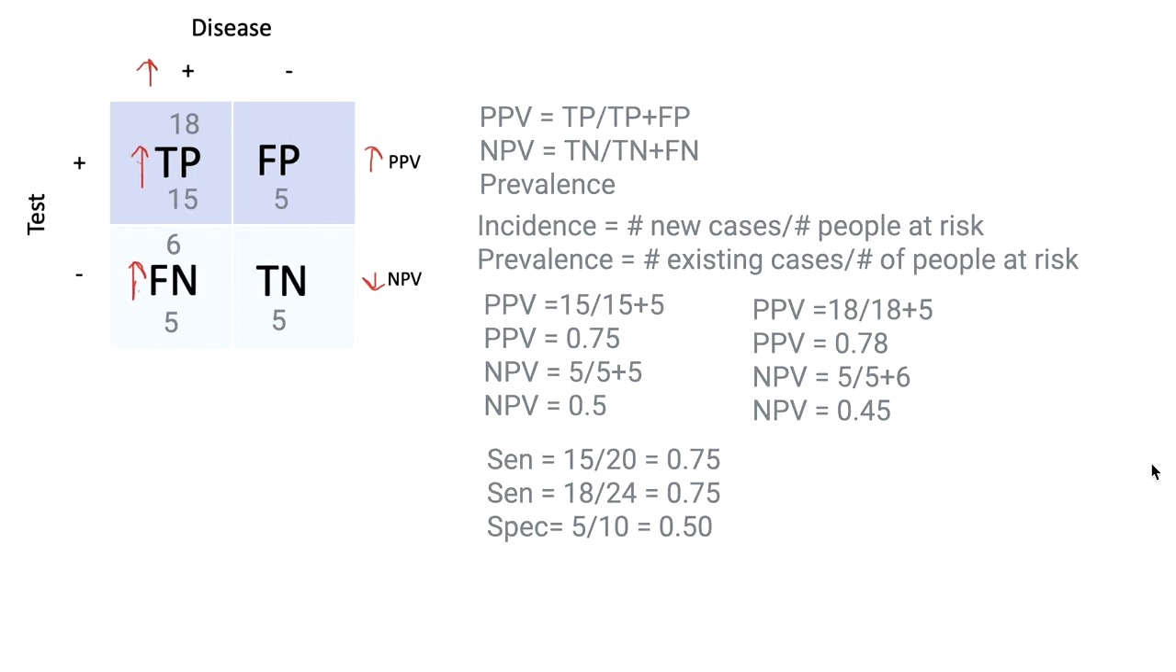Another thing that you need to know is that when there is a decrease in disease prevalence, there will be a decrease in true positive, a decrease in false negative, and this will lead to a decrease in positive predictive value and an increase in negative predictive value. So overall, when there's a change in prevalence, there will be a change in positive predictive value and negative predictive value, but sensitivity and specificity will remain the same.